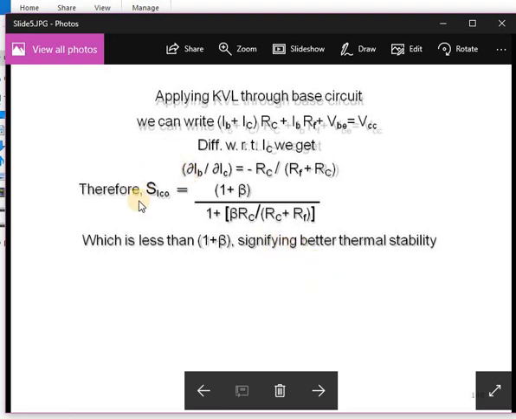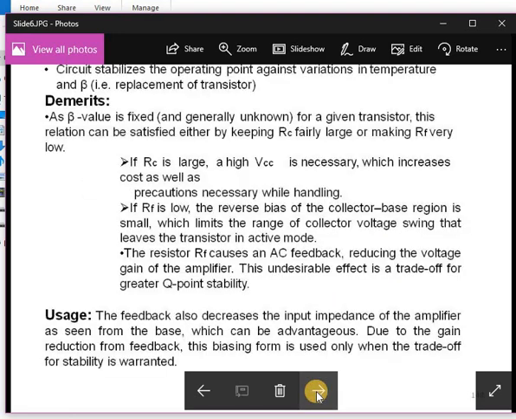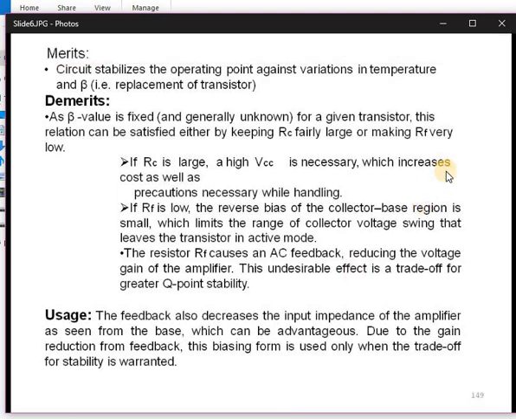So due to the reduction in the stability factor, we get better thermal stability. That is about the collector to base bias circuit. Now let's go for the merits and demerits of this type of biasing.